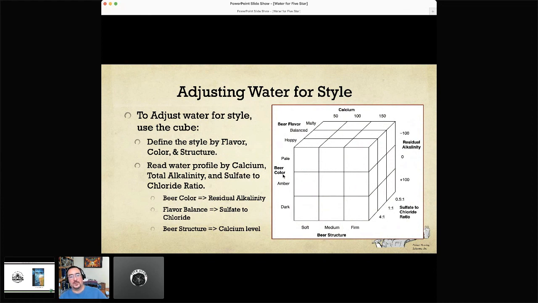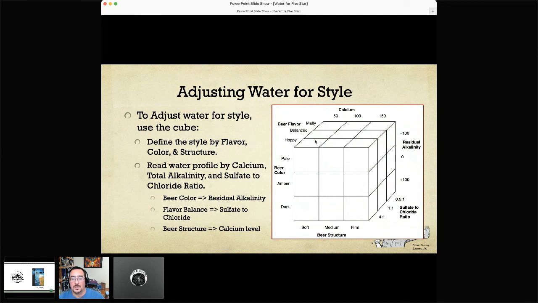We've talked a lot about the science. Let's now talk about the practicalities. If we define a beer style by 3 parameters: beer flavor balance, beer color, and beer structure, malty, balanced, or hoppy, pale, amber, or dark, soft, medium, and firm, then we can choose a water to facilitate that beer style.